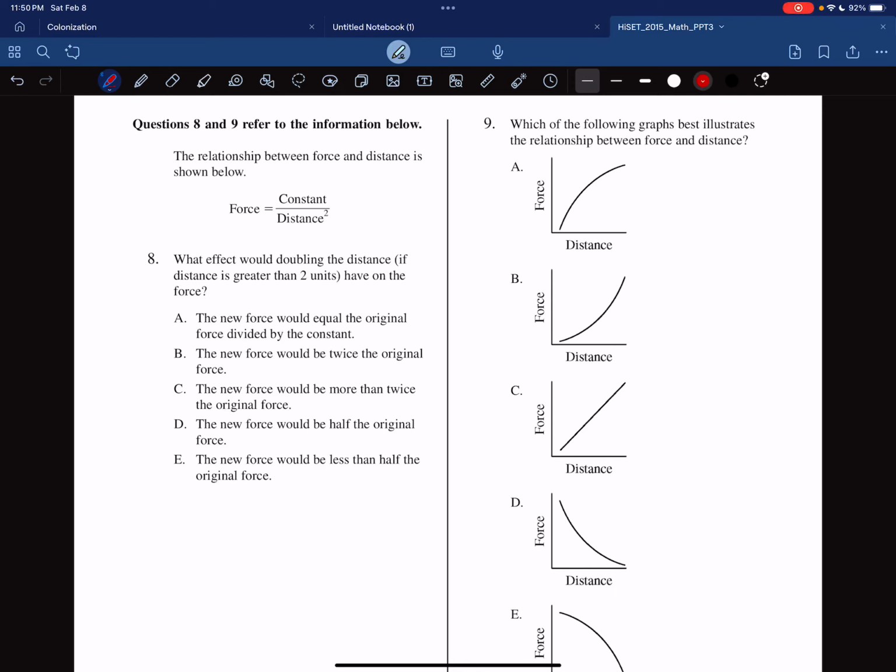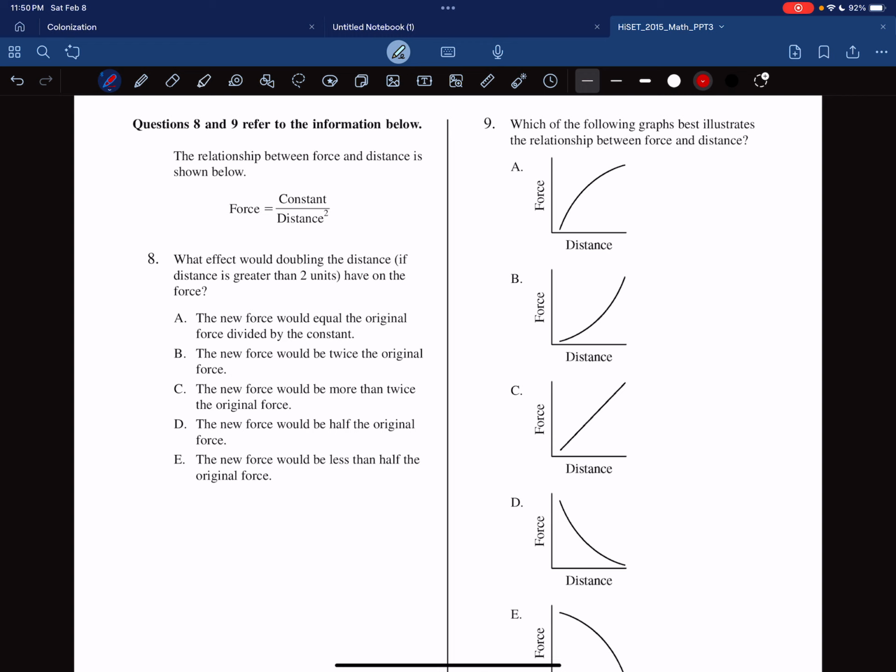Question number 8, actually questions 8 and 9, refer to the information below. This is a physics question. It's a science question, an application of math in science. The relationship between force and distance is shown below. Force equals a constant divided by distance to the second power.